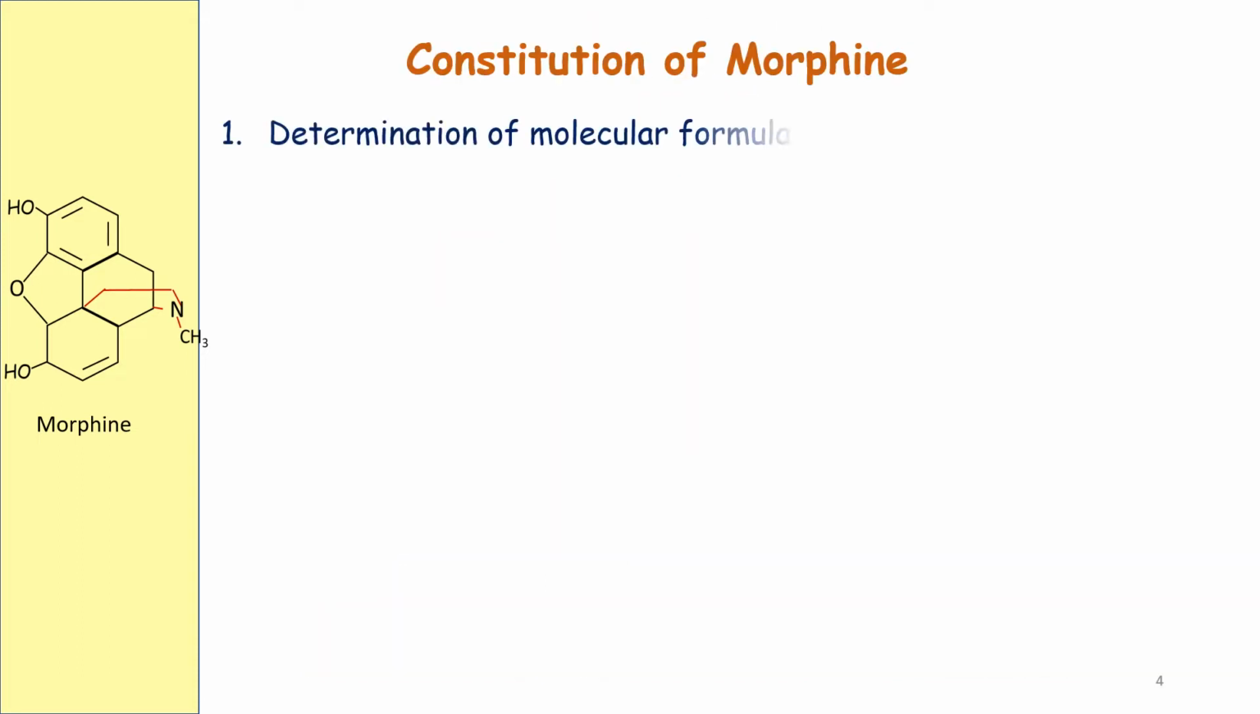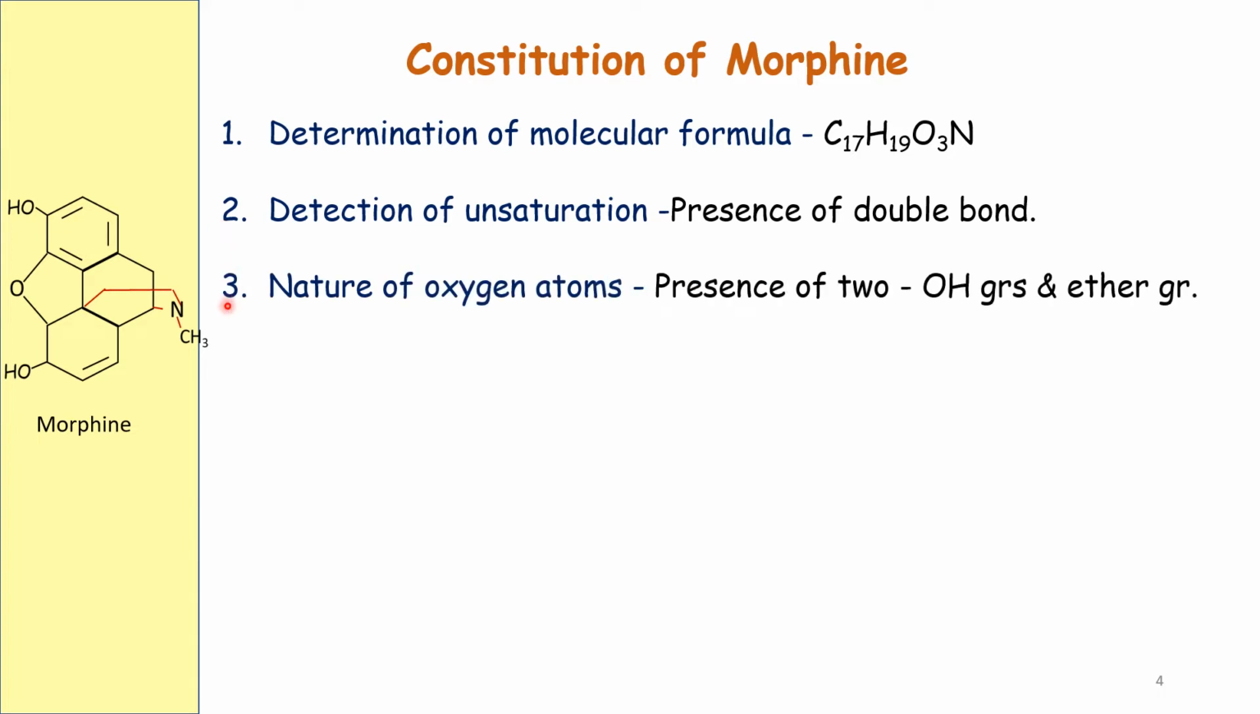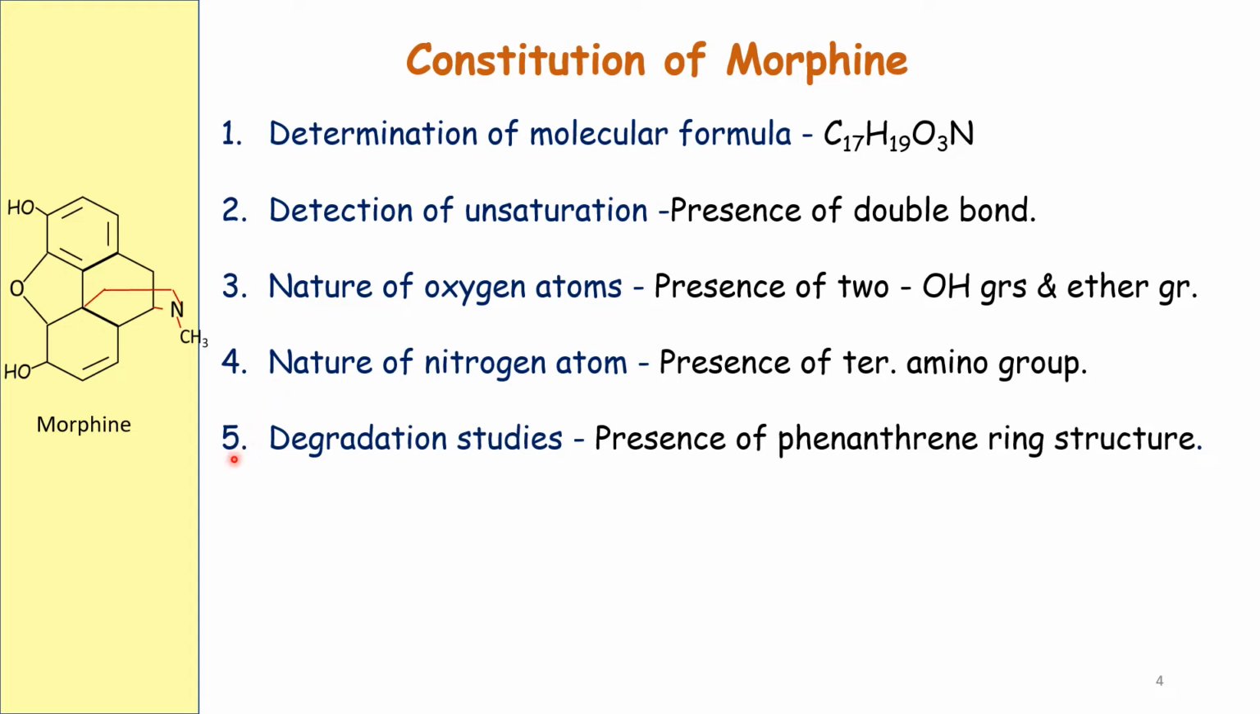Then, constitution of morphine. The constitution of morphine is determined by the following steps. The first step is determination of molecular formula, C17H19O3N. The next step is detection of unsaturation, that is presence of a double bond. Then nature of the oxygen atoms present in morphine. There are 3 oxygen atoms, of which 2 are present in the form of hydroxy groups and 1 oxygen is in ether form. Then nature of the nitrogen atom. In morphine there is 1 nitrogen atom which is tertiary in nature, that is, the presence of a tertiary amino group, which we have to prove. Then degradation studies.